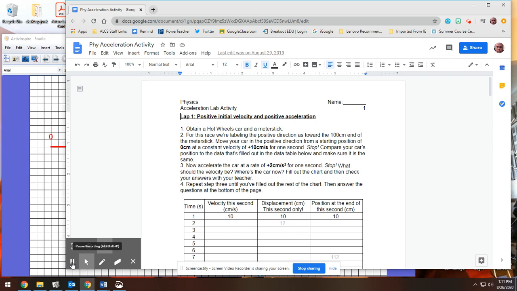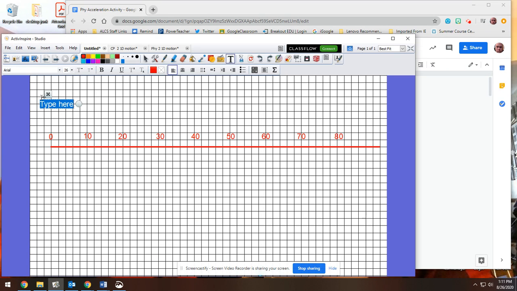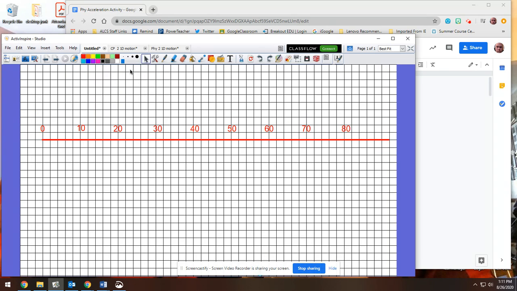Here we are. We are working on the acceleration activity. For the acceleration activity, I recommend getting a Hot Wheels car and a meter stick, but you can do this with just a number line handy. The Hot Wheels car is just a nice visual aid. But let's focus on just using a number line. Let me get on the pointer here.